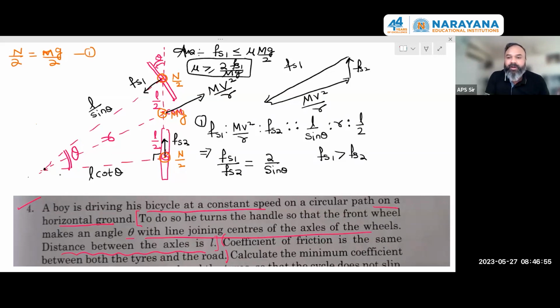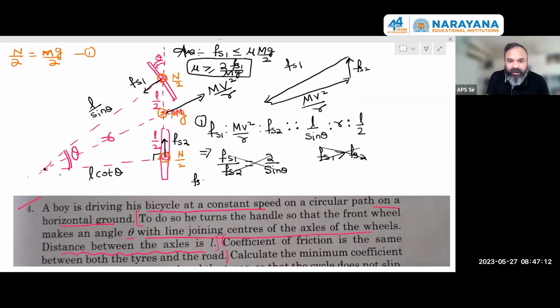So the location where the demand of friction is higher, if you are able to ensure that the cycle does not slip there, it does not slip at the rear end also, you are done with the problem. If you can only write FS1 now, this thing is taken care of. This was just to analyze the problem. FS1 is my need. Just look into the ratio.